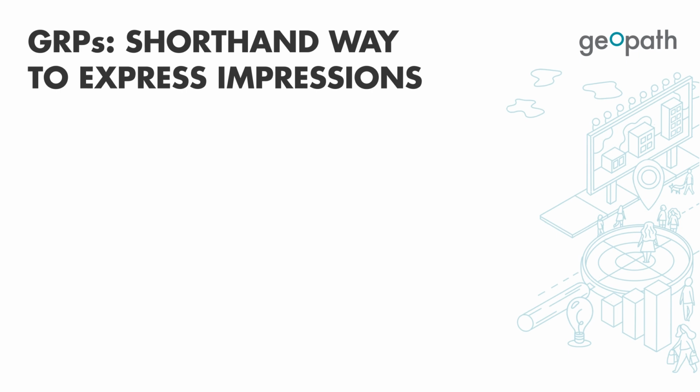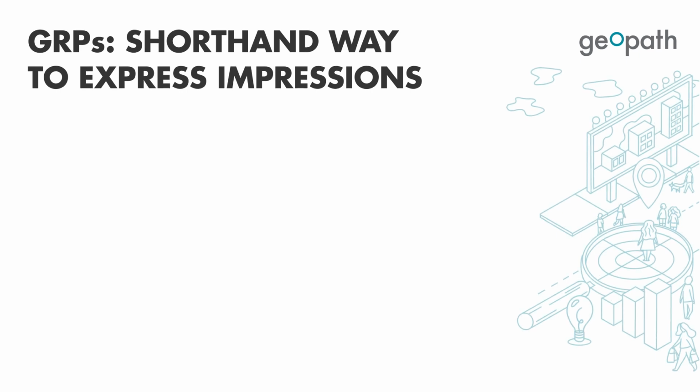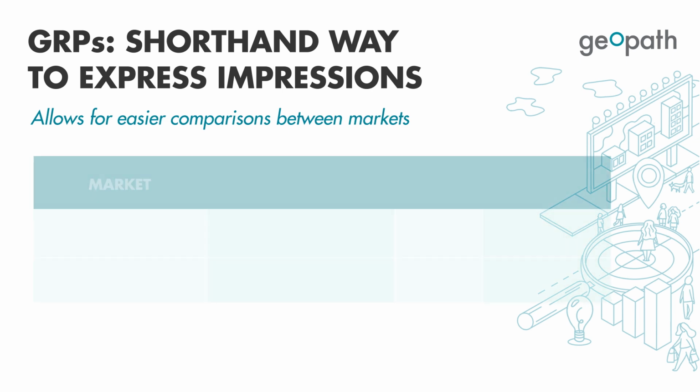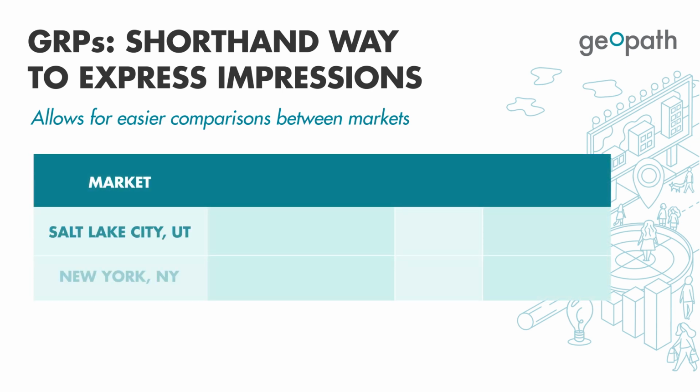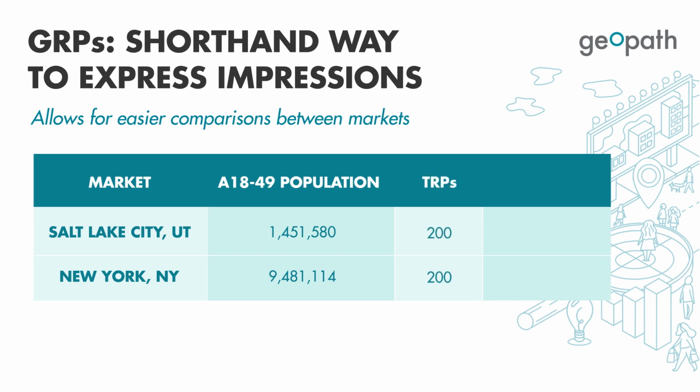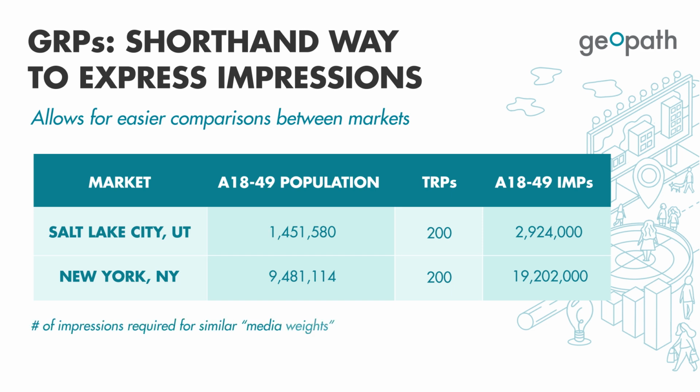GRPs and TRPs are a shorthand measure of the total amount of exposures, and clients use this metric more often than even impressions. That's because GRPs allow planners and advertisers to understand the media weight across markets as a standard representation of that market's universe. Let's look at two very different sized markets, Salt Lake City and New York City. The adult 18 through 49 population in New York is more than 6 times the size of Salt Lake City. If the advertiser or planner has decided that they want to achieve 200 TRPs or reach a media weight of 200% of the target audience, they will have to buy very different impression quantities to deliver that weight level in these two markets. With GRPs and TRPs, we can set a goal across all sizes of markets.